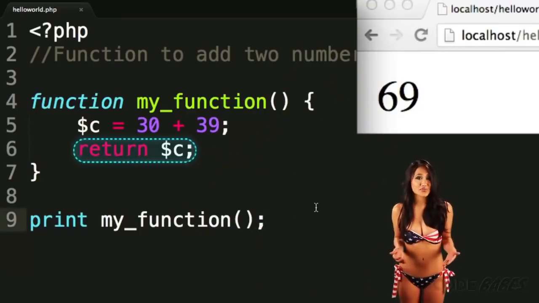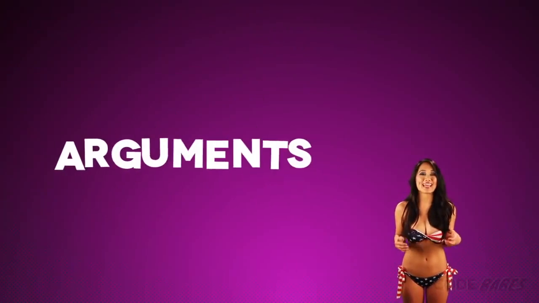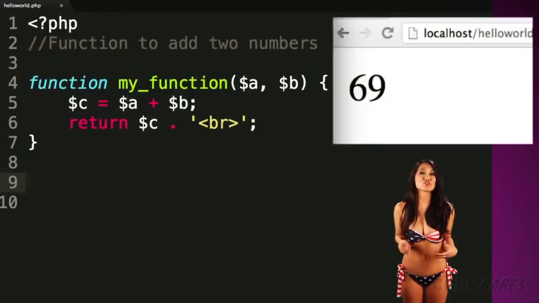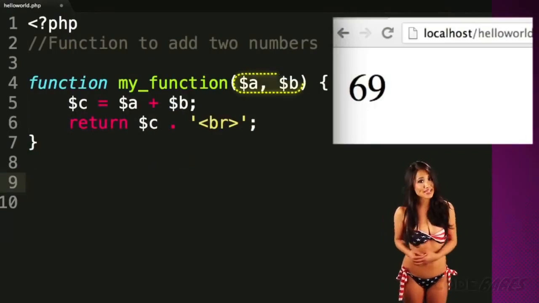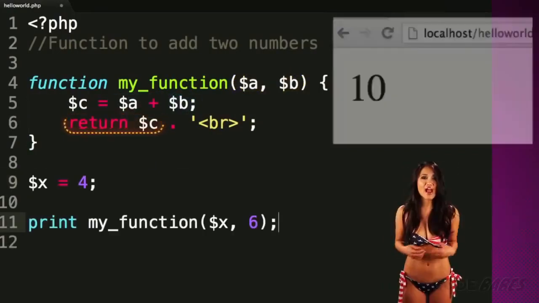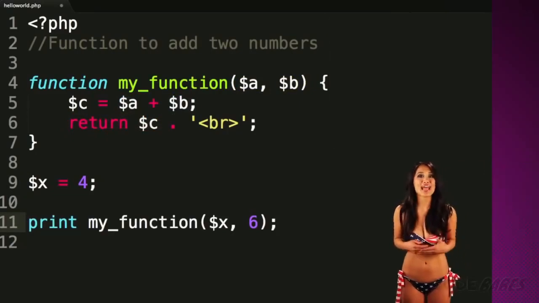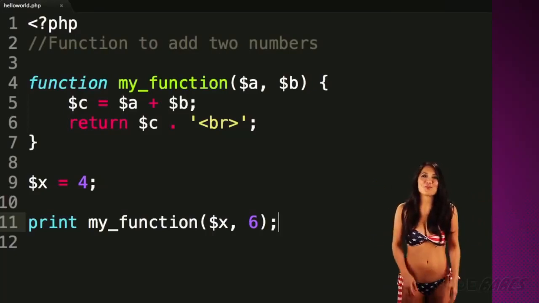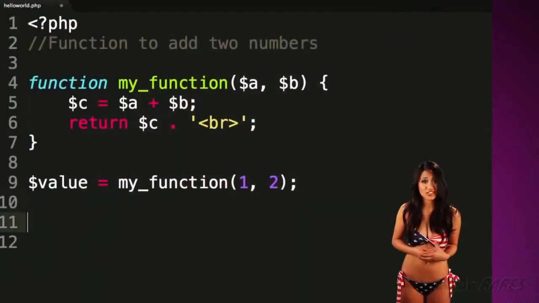Let's add some arguments. Arguments are variables that get added when you call a function. This function accepts two arguments, A and B, and then it adds them together and returns the value. Our function can now be reused to add any two numbers. Woohoo!